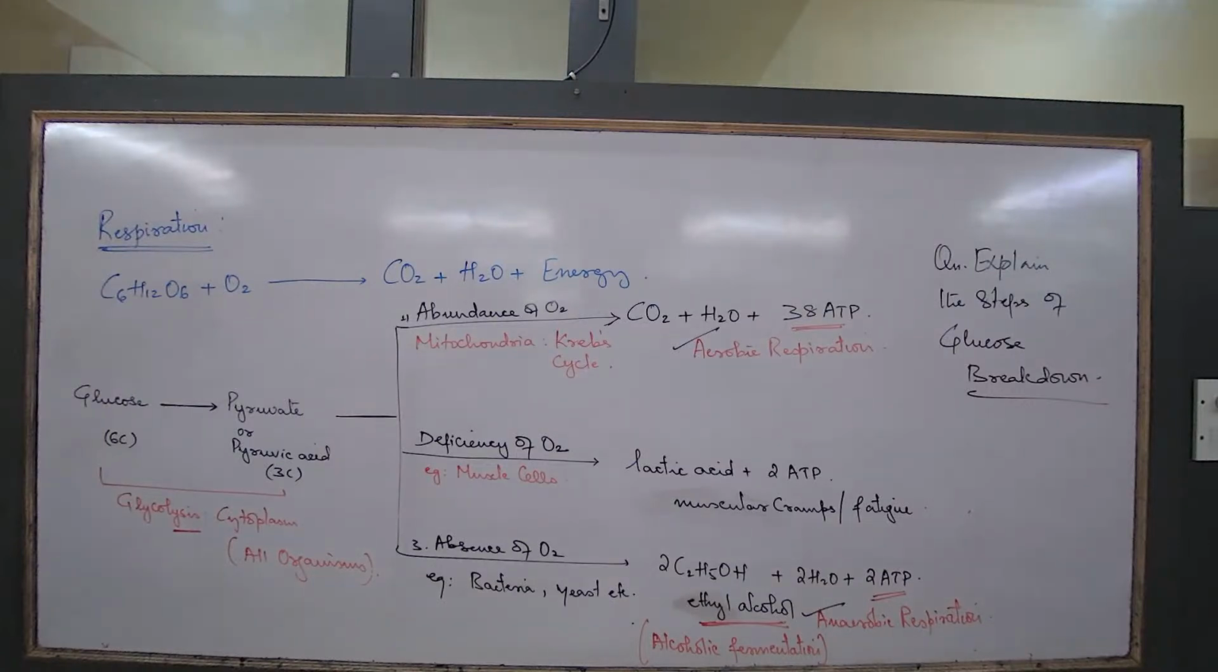Other side, for anaerobic write: takes place in cells where oxygen is absent and which lack mitochondria. Example, yeast and bacteria.